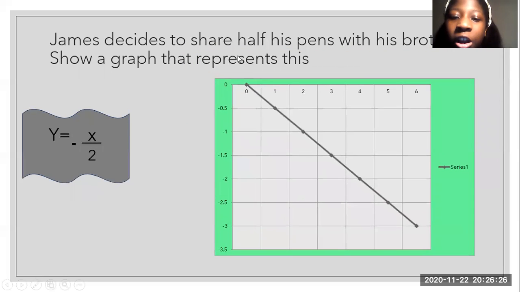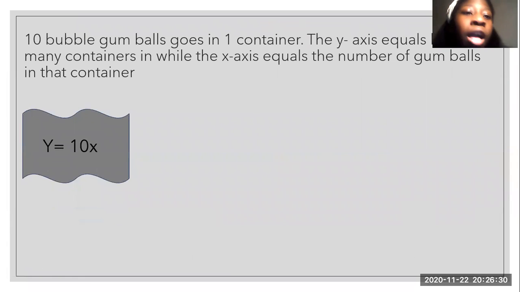And this is our corresponding graph. Now, we have 10 bubble gum balls go into one container. The y-axis equals how many containers, while the x-axis equals the number of gum balls in the container. So we have x equals how many containers times 10. So if we have one container, we'll have 10. If we have two containers, we'll have 20, and so on.